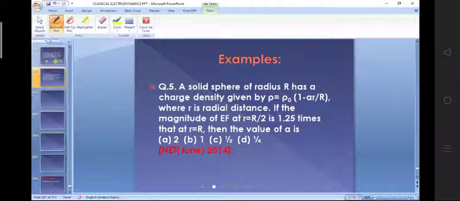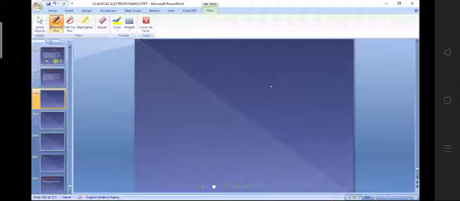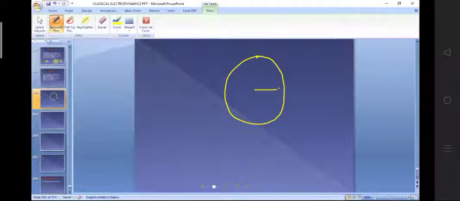So question number 5 is like this: a solid sphere of radius R has a charge density given by this, where r is the radial distance. If the magnitude of electric field at small r equal to R. Okay, let's first of all make a solid sphere and then from there on we can work it out. So here we had a solid sphere given to you. Its radius is given, that is equal to R. It has a charge density. The charge density is variable.